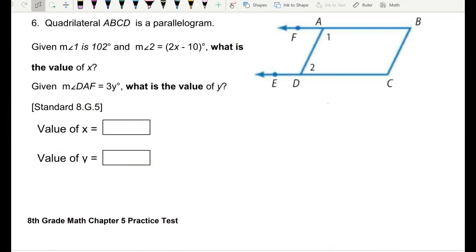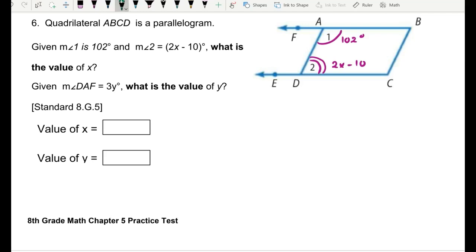Quadrilateral ABCD is a parallelogram. Parallelogram means a shape with 4 sides where 2 opposite sides are parallel to each other. We were given angle 1 is 102 degrees, and angle 2 is 2x minus 10. What is the value of x? Let's start by solving for x first.